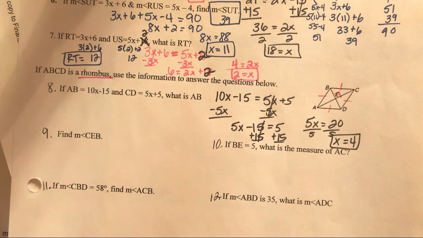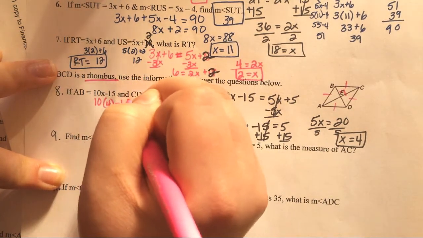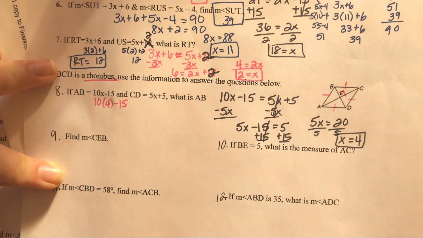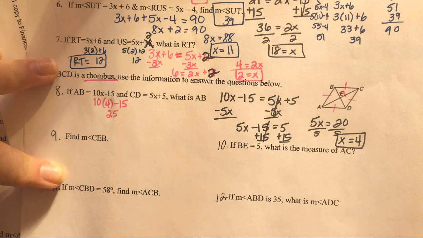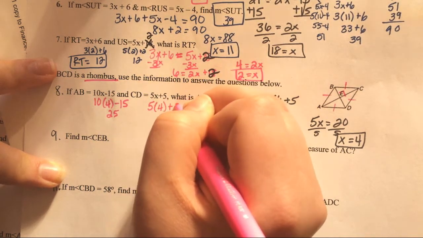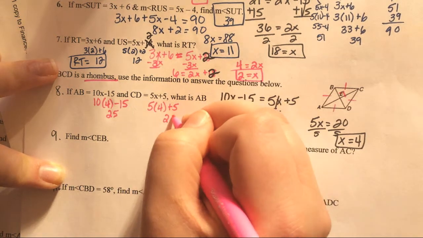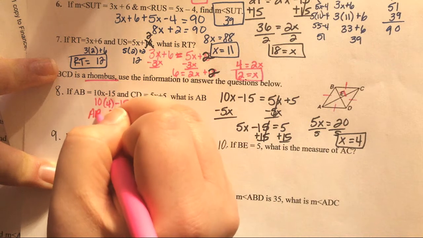Okay, x equals 4. They don't ask for x though, they ask for AB. So I need to plug that number in. So 10 times 4 minus 15. 40 minus 15 is 25. But I want an A, so I'm going to check the other length as well. 5 times 4 plus 5. Oh, that's also 25. I know I'm right. So AB really is length 25.